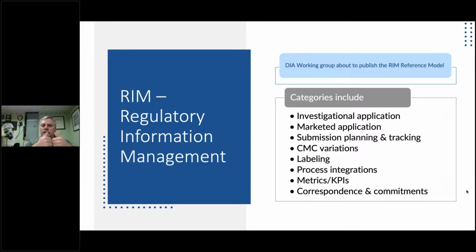Correspondence and commitments. You want to be able to get something in from a health authority and identify the data in it. Glenn talked a little bit about natural language processing. A lot of times you're going to get a correspondence in. You can use NLP, or natural language processing, on that to identify metadata elements that you can then tie to a specific trial or a specific drug product. And you can tie those things together. Lastly, if we go to the next slide, please.